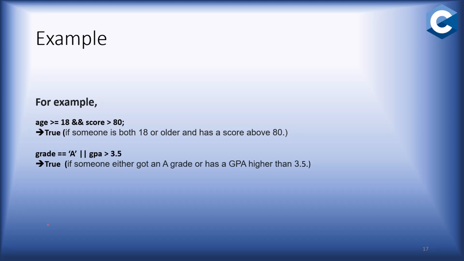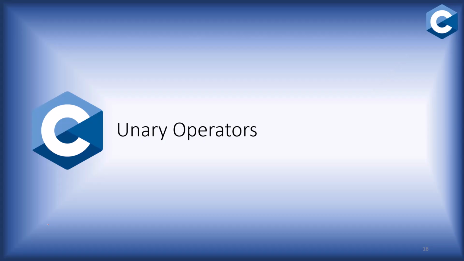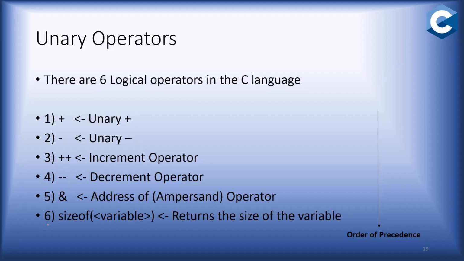Now we're exploring the fascinating world of unary operators in C programming. These operators work on a single operand, hence the "uni" part, and they can perform various transformations on their values. As you can see on this slide, there are 6 common unary operators in C.